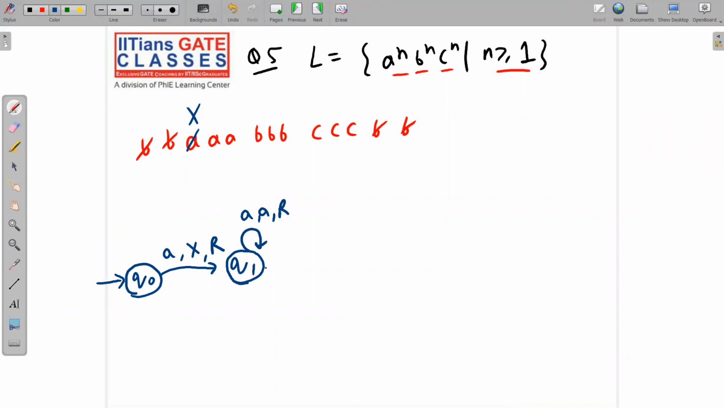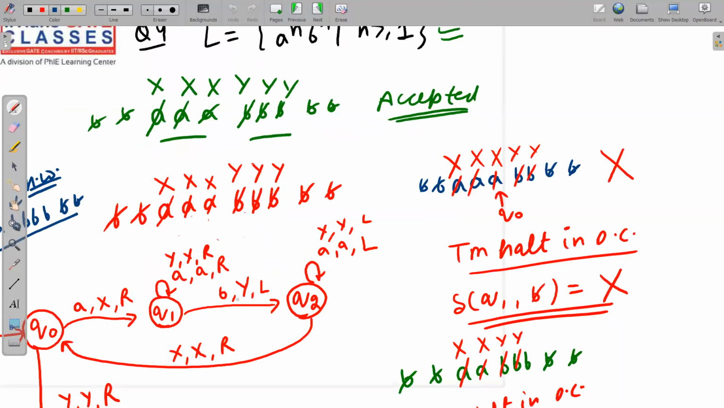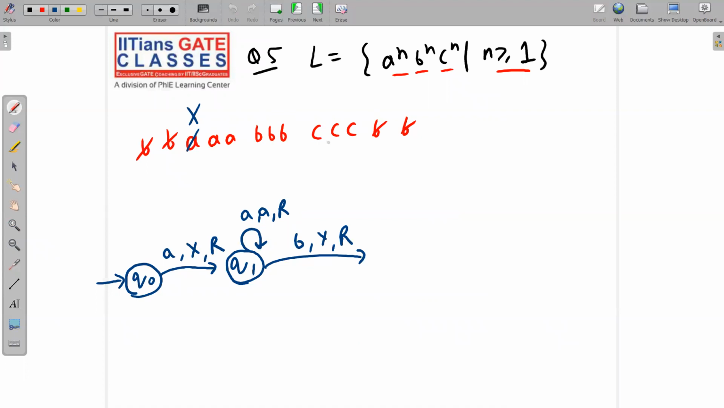As soon as Q1 finds the B, it will be changed to Y. In the previous example, see here carefully, on Q1, as soon as it found B, it made it Y and moved left. Why? Because we were in search of X. We will move backward now. But here we won't move backward because now we have to make this C as Z also. So now B is converted to Y and it will move toward the right, and the state will be say Q2.